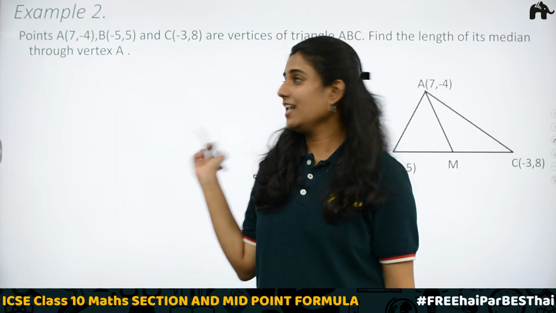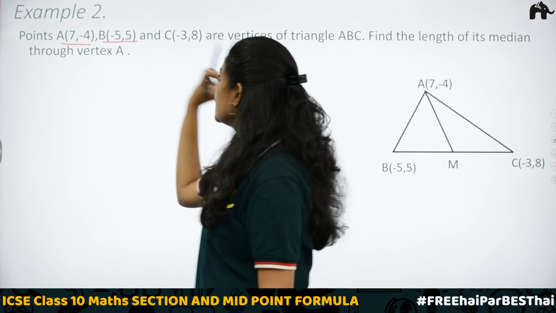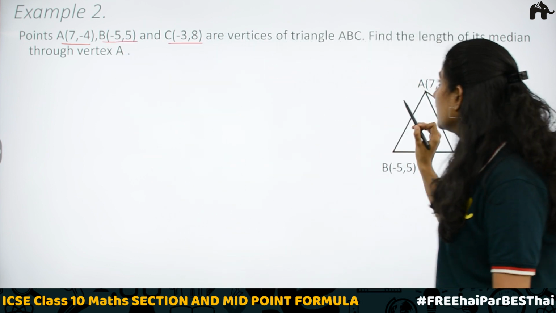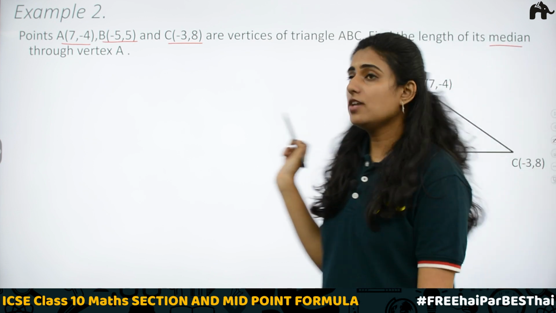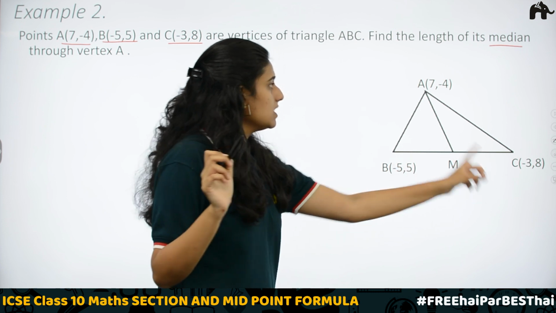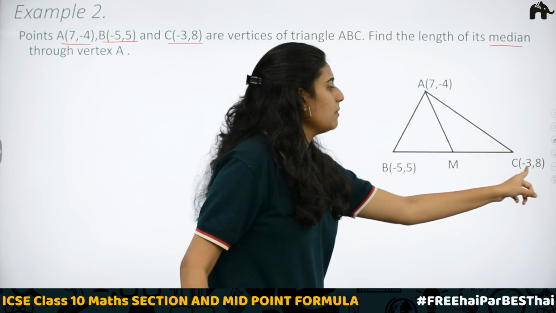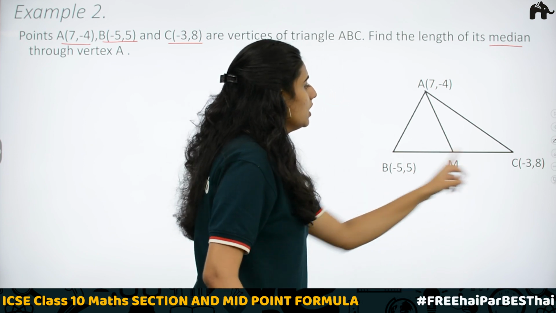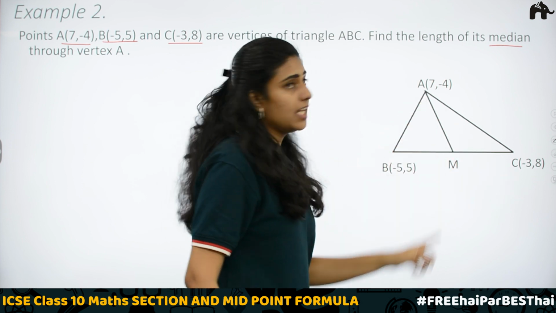Clear? Second example: points A (7, minus 4), B (minus 5, 5) and C (minus 3, 8) are vertices of triangle ABC. Find the length of its median through vertex A. Here we have triangle ABC of coordinates 7, minus 4, minus 5, 5 and minus 3, 8. This point M is the midpoint of line joining B and C. Now what is the median?